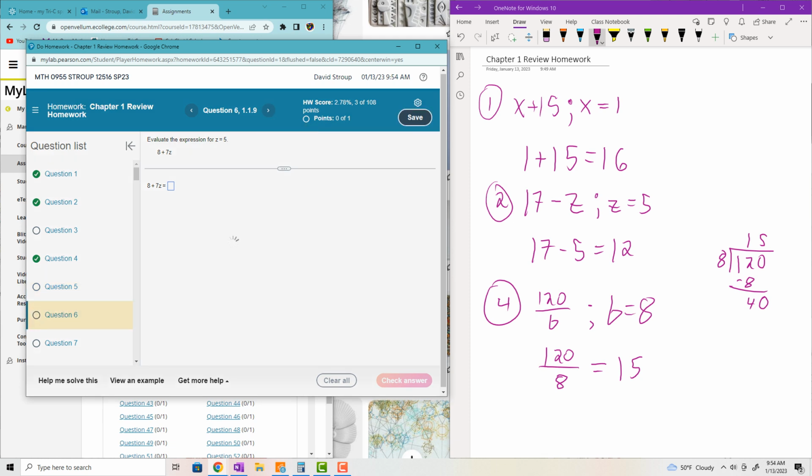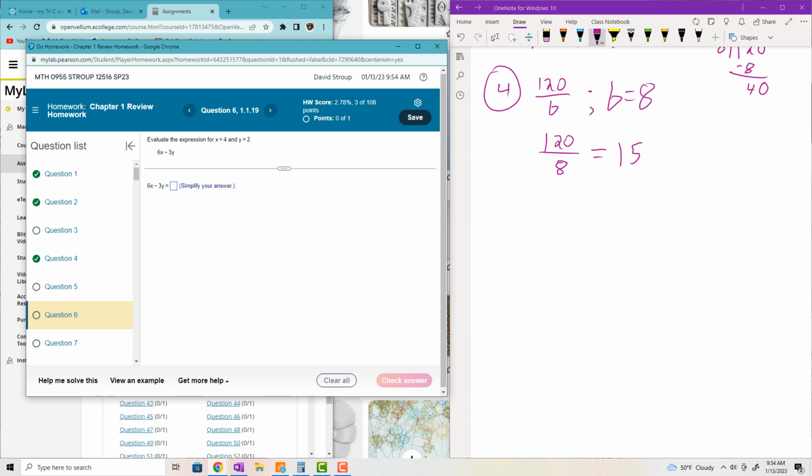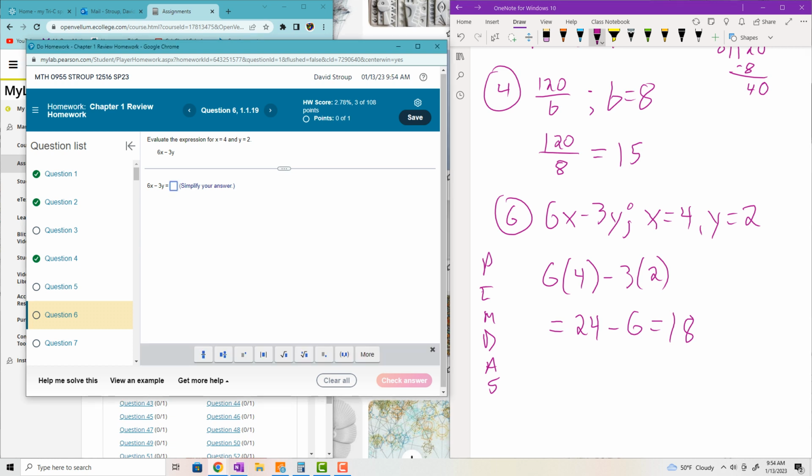Okay, so this is the same kind of problem. This is a little more complicated because you have multiple variables, but it's the same idea. So I have 6x minus 3y, and then this time we have x equals 4 and y equals 2. So anyways, you're just plugging in. So it'll be 6 times 4 minus 3 times y, which is 2. And then you use order of operations, so please excuse my dear Aunt Sally. So I'm going to multiply first. 6 times the 4 is 24, and then minus 3 times 2 is 6. And then you'll get 18 for your answer.